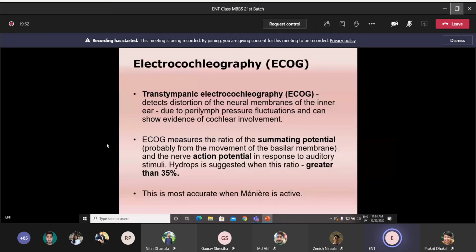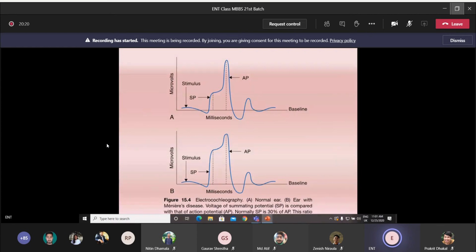Now, another investigation that you can do is electrocochleography. This measures the ratio of summating potential and the nerve action potential in response to auditory stimuli. And in case of Meniere's disease, the ratio is greater than 35%. And this is the most accurate investigation when the Meniere's is active.